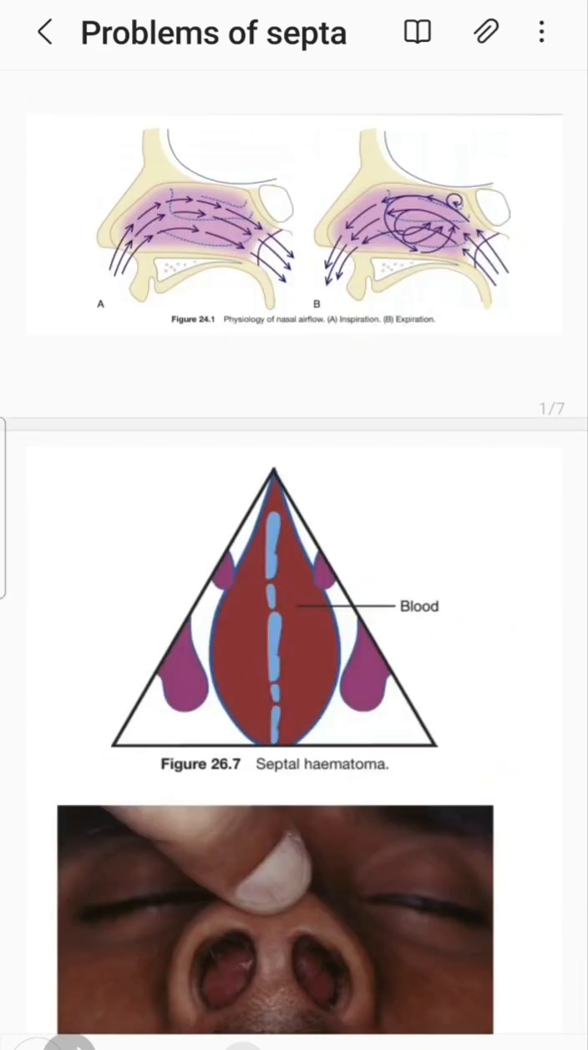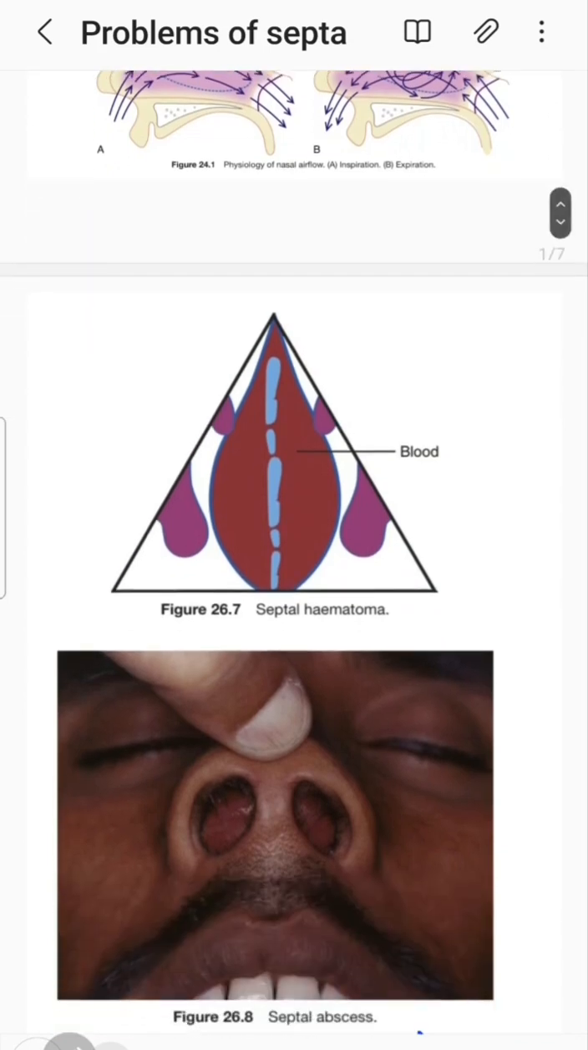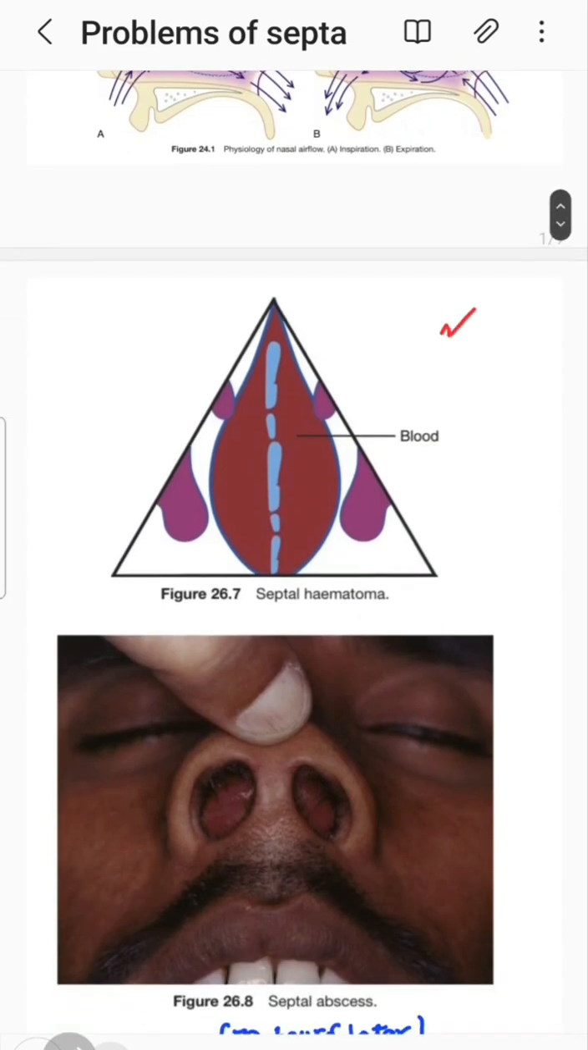A nasal hematoma also creates trouble in the ventilation of the nasal airflow, so that can also lead to symptoms of nasal obstruction or trouble with the ventilation of airflow. Whistling sounds during inspiration are seen in septal perforation, which we'll study in a while. This is the picture of septal hematoma.